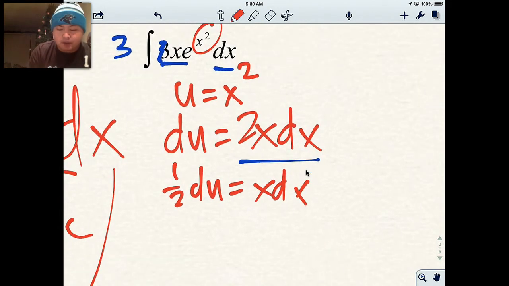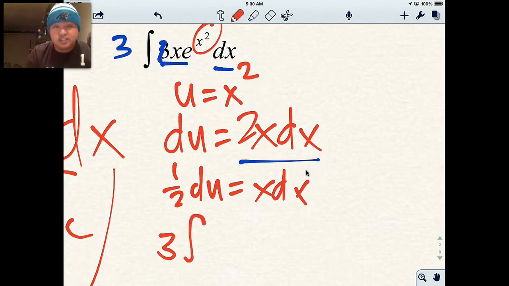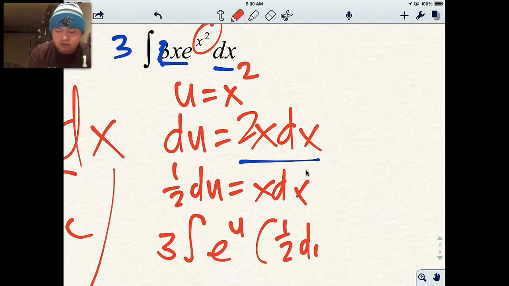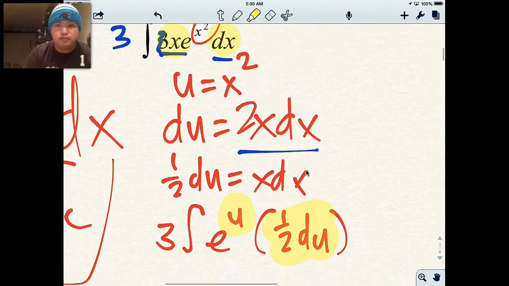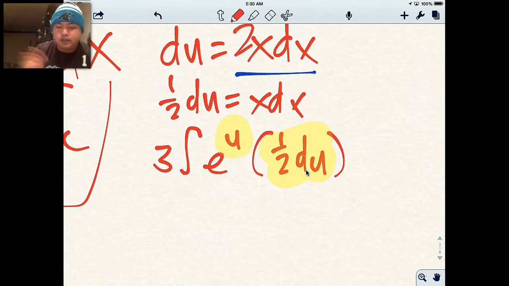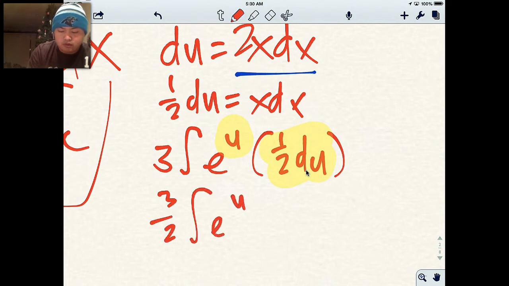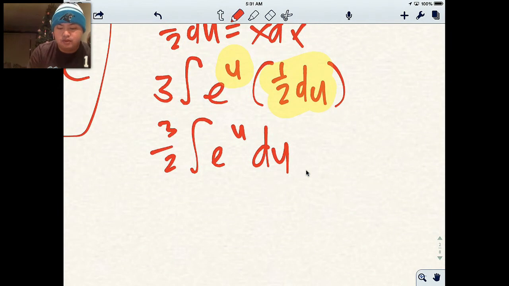If I rewrite the problem, I have that 3 on the outside. I have an x dx, which turns into half du, and this becomes e to the u. So again, that x squared turns into u. That's how I got this. And then my x dx turns into half du. Okay. Now this should be very simple. I could factor out the half. This becomes 3 over 2, e to the u du. And you know the antiderivative of e to the u is e to the u.